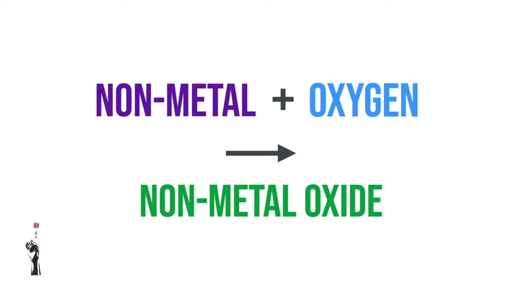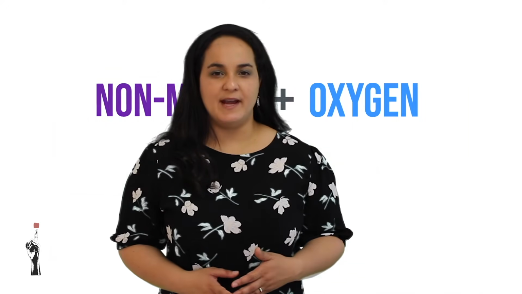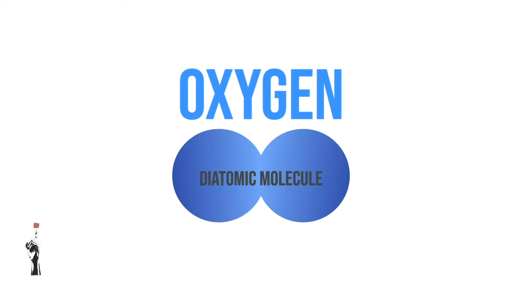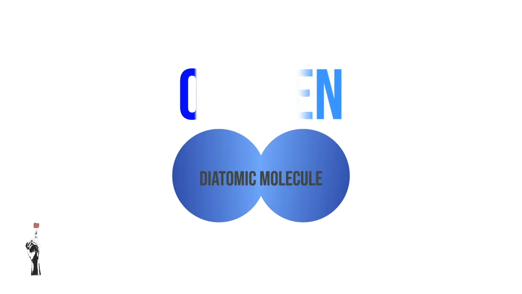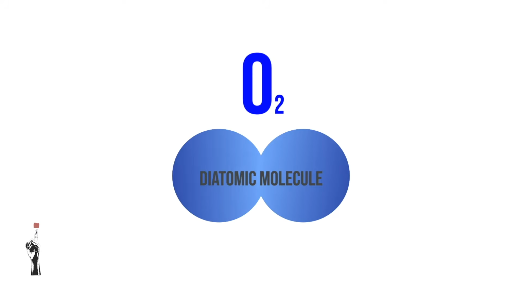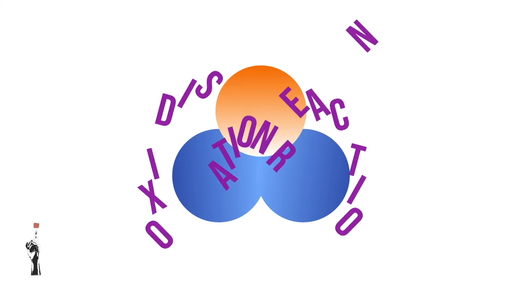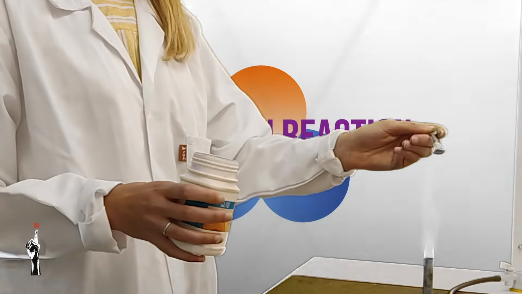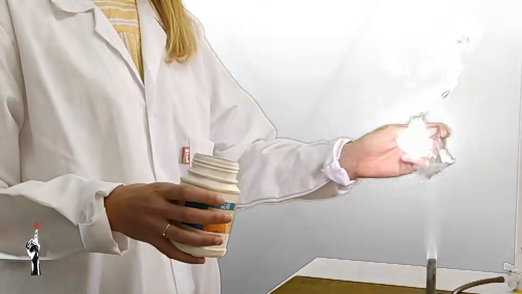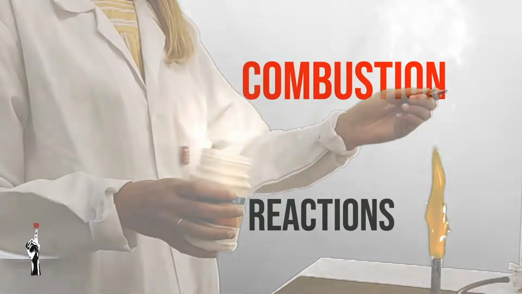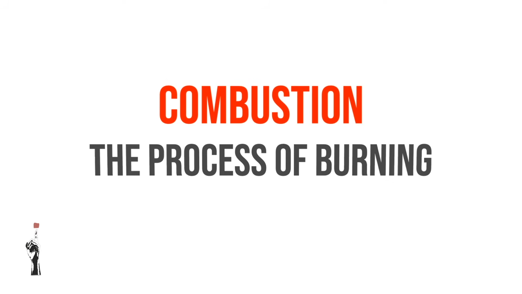An important thing to notice for these reactions is that oxygen is a diatomic molecule, and therefore when it is written alone, it will always be written with a subscript 2. When a substance reacts with oxygen, the substance is oxidized, and this is known as an oxidation reaction. In our previous lesson, we learned about combustion reactions. Combustion is the process of burning.